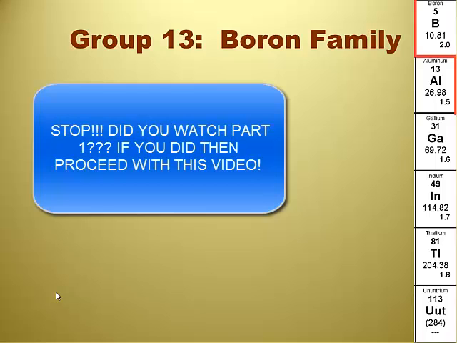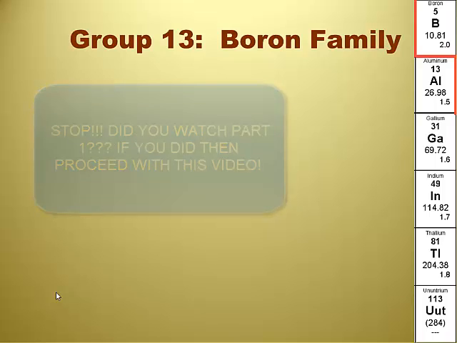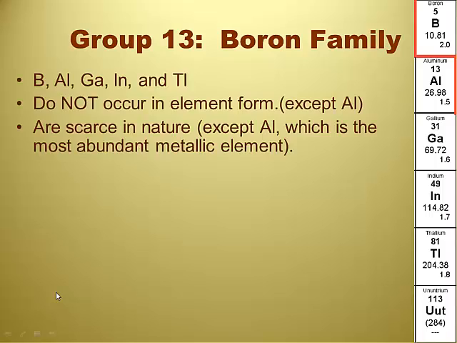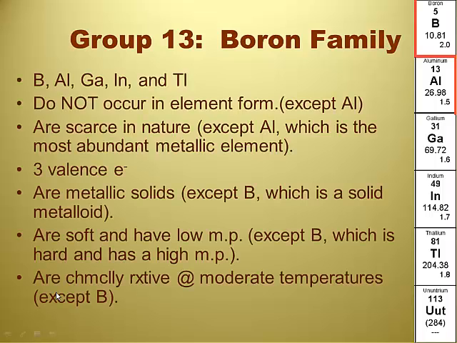All right. So group number 13, the Boron family. Group 13, or family 13, again, those terms are interchangeable. Boron, aluminum, gallium, indium, and thallium. They do not occur in element form, except for aluminum, which is aluminum foil. They are scarce in nature, except for aluminum, which is the most abundant metallic element. That seems to be an exception.